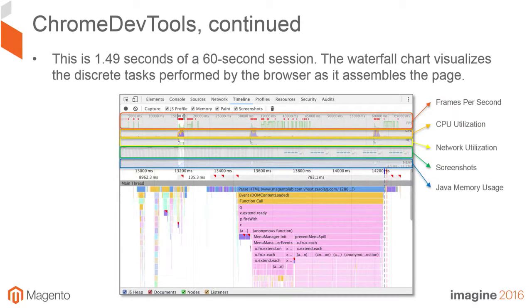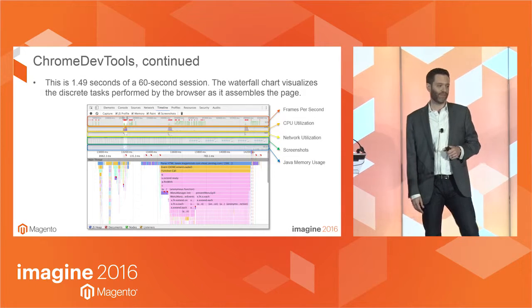So we're going to take a look at some slides from ChromeDev Tools. We're looking at 1.5 seconds of a 60-second session. So it's showing the very beginning of the DOM processing. There's a couple different sections we've highlighted here. Red is frames per second. Orange is CPU utilization. Yellow, network utilization. Green is screenshots. And then the blue is JavaScript memory utilization.